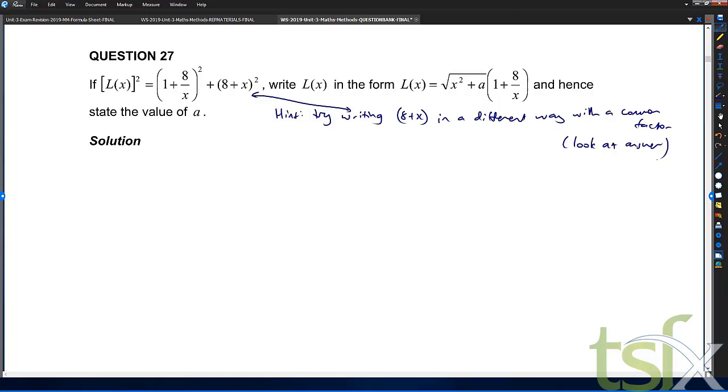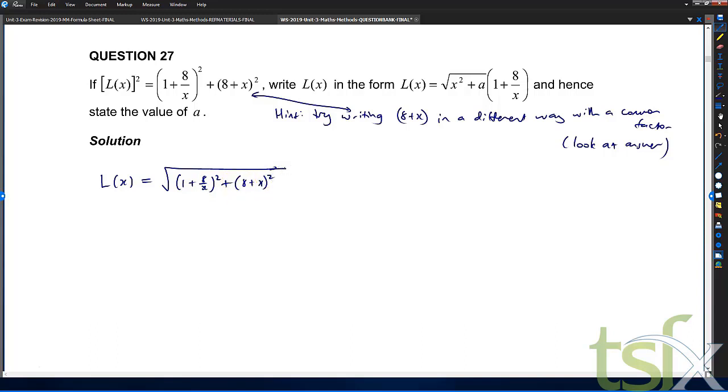So what I'm getting at here is the answer has this 1 plus 8 on x in it. Maybe we can do something with that. Your starting point is obviously going to be, if you're given L squared equals, the first thing you want to do is say, yep, L of x is going to be the square root of all this stuff here, so the 1 plus 8 on x all squared plus the 8 plus x all squared.